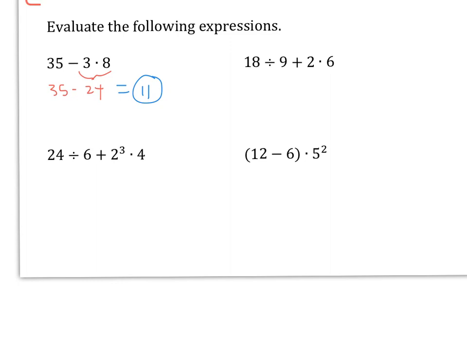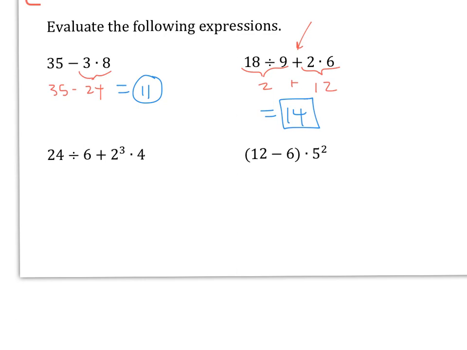18 divided by 9 plus 2 times 6. Well, according to PEMDAS, we need to complete 18 divided by 9 and then the 2 times 6 before we complete this addition operation. So 18 divided by 9 is 2, and 2 times 6 is 12. So now I will add together 2 plus 12 and get 14 for my answer here.